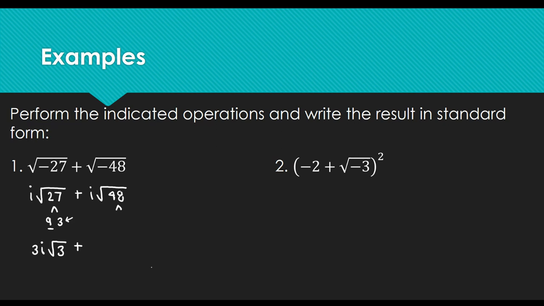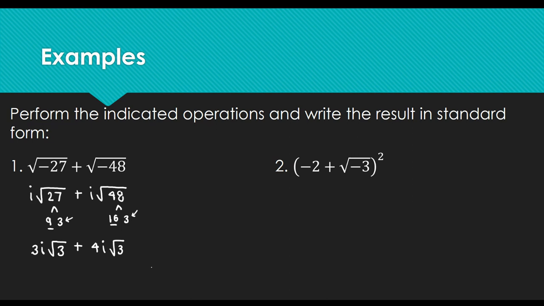Plus, when I think about perfect squares with 48, I'm thinking about 16 times 3. 16 is that perfect square. Square root of 16 is 4. So I get to move the 4 to the outside with the i. Once again, what do I have left over? A 3. You can't break that down. No more perfect squares with that number, so that stays under the radical.